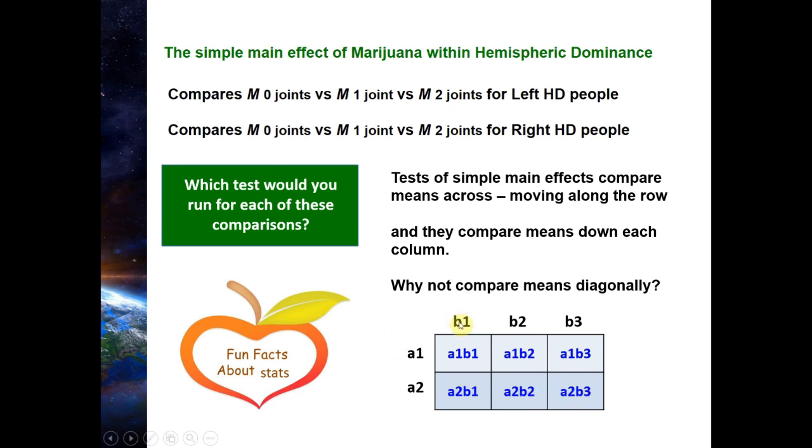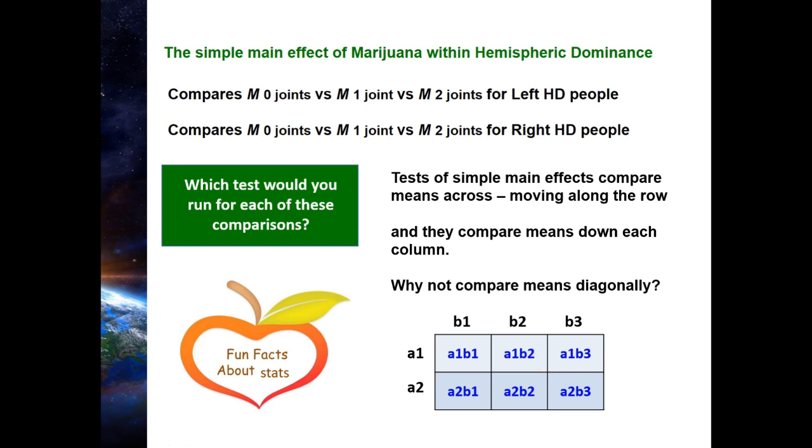And then we could go in the other direction. So we could compare this mean to this mean going down. Okay, so that would be a test of simple main effect there. We'd have another one to compare these two means, and finally, a third one to compare these two means. So notice that with tests of simple main effects, we're either going down columns or looking across the different rows. But at no point did we compare means diagonally. So for example, we didn't compare this mean to this mean, or this mean to this mean, etc. Okay, so we did not make diagonal comparisons.